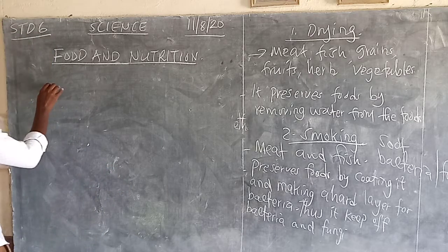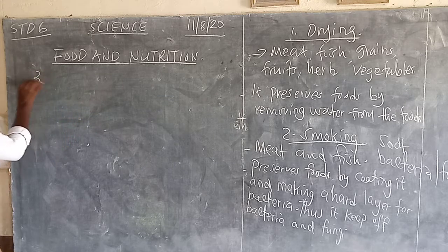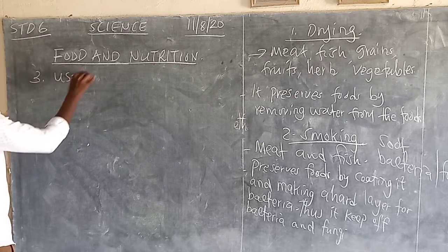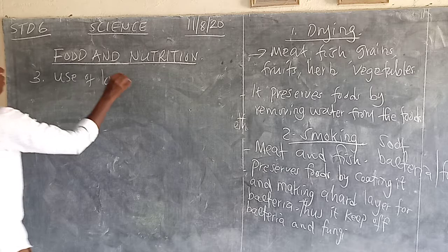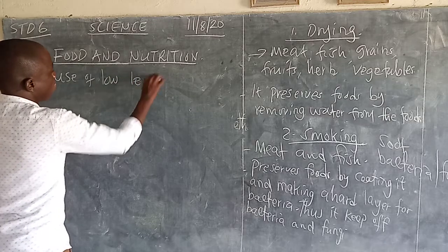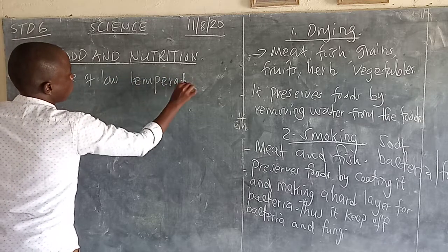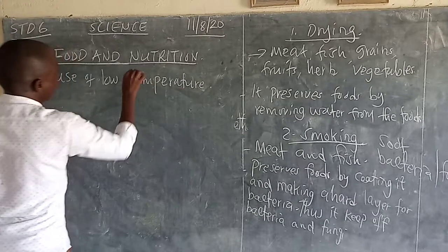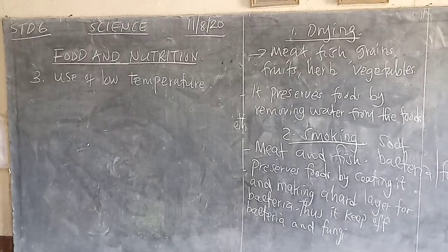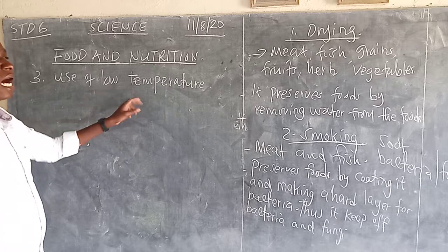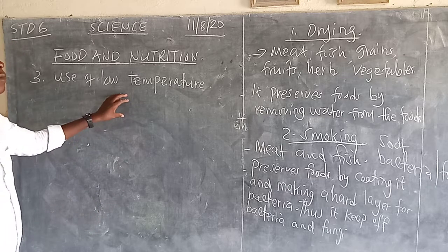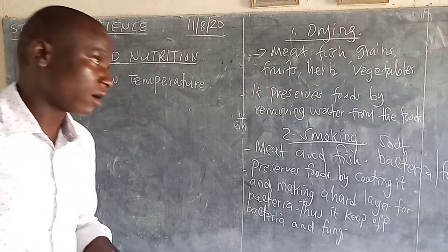Then we have use of low temperature, number 3. The use of low temperature. Low temperature was used in modern days. It is used in modern days and traditional days also. People use low temperature to preserve perishable foods like milk and also to keep drinking water cold.